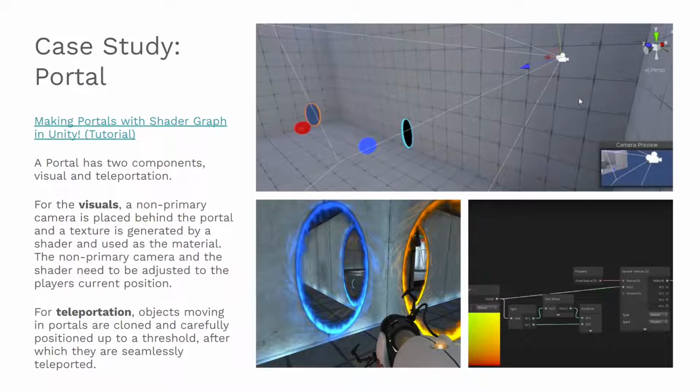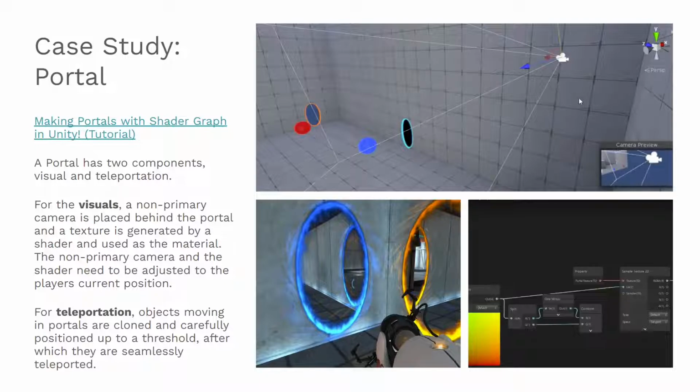And another game that we're also really interested in is Portal. So this is a very brief overview of how to make Portal in Unity, but essentially it contains two components, the visual and the actual interpretation. So for the visual part, a non-primary camera is placed behind the portal and generates a texture, and then we can apply that texture onto the portal to essentially see what happens on the other side.